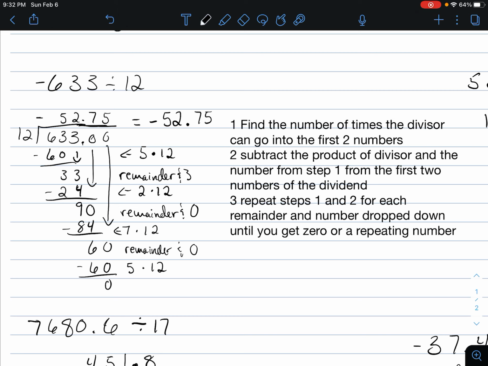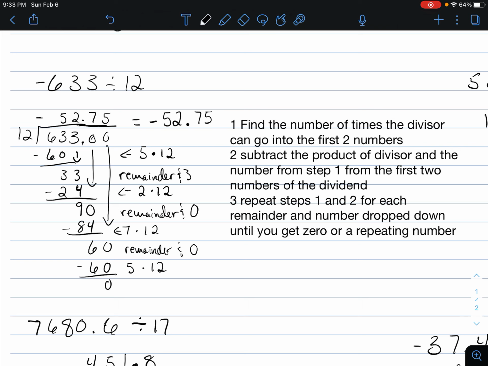We bring down that next number in line, which is the 3. You get 33. 12 can go into 33 twice, which is 24. So 2 times 12 gives us 24. We subtract those, we get 9. So we've used all the terms, but we do not end in a 0. So we add our decimal.